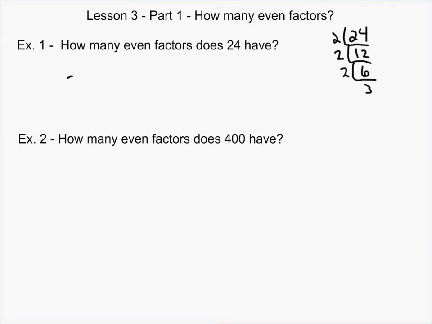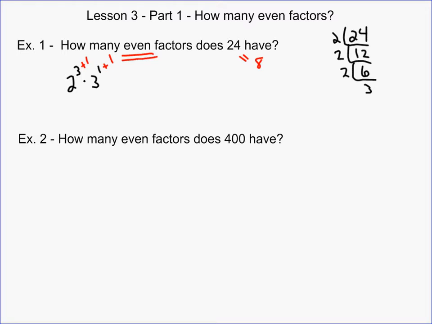And so our prime factorization of 24 was 2 cubed times 3 to the first. Okay, so when we did this, the number of total factors was you just added 1 to both of those exponents and then multiply together. So we could find out very easily that there are 4 times 2. 24 has 8 factors.